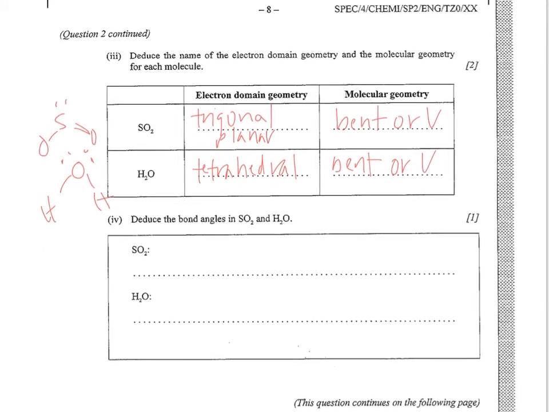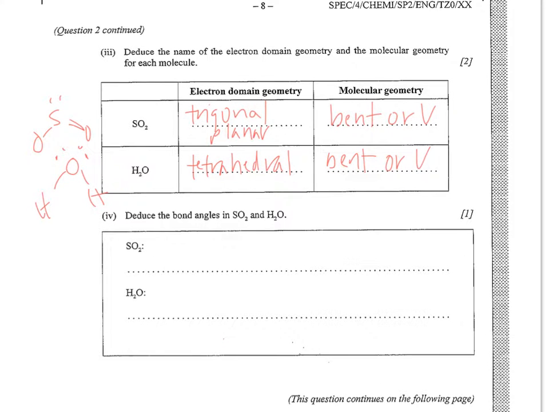And then part 4, deduce the bond angles. Well, trigonal planar would be 120 degrees, but because the lone pair is crowding it, it's going to be less than 120. But it should be more than 115. So something in that 120 to 115 degree range would be acceptable, to know that it would be trigonal planar if it were 3 atoms and not a lone pair there.